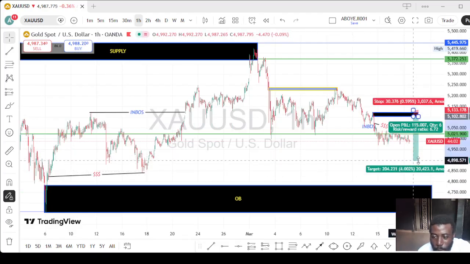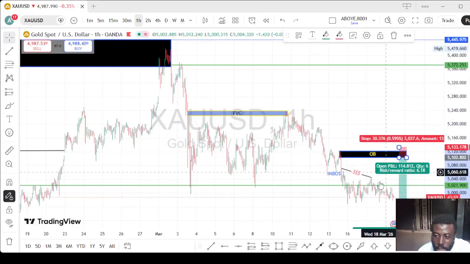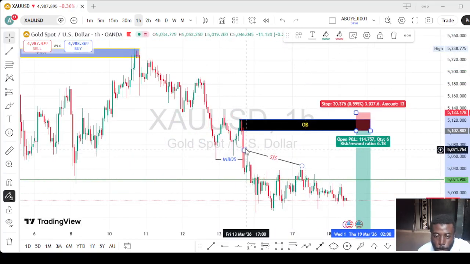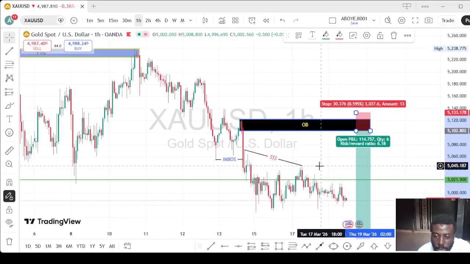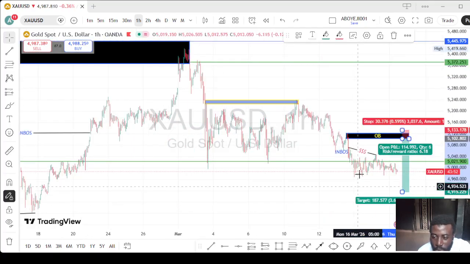But what the market is doing now is just this: this is liquidity over here. You can see, because we have an FVG, the market has not come back to it. This is liquidity, and the market is creating liquidity down here.